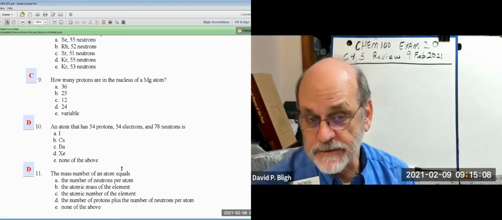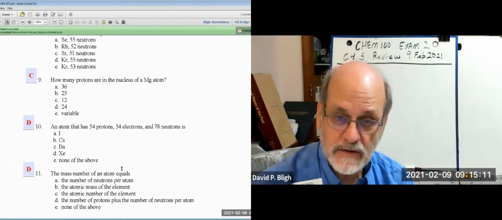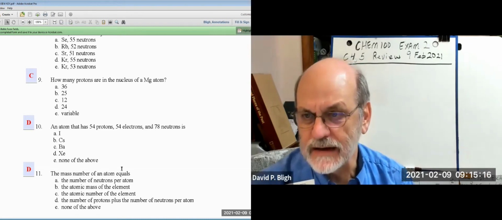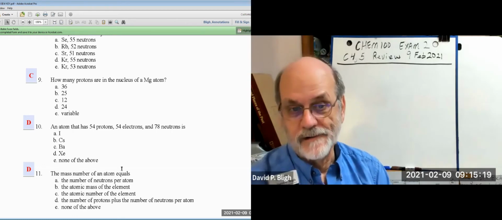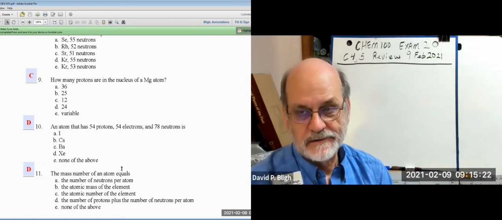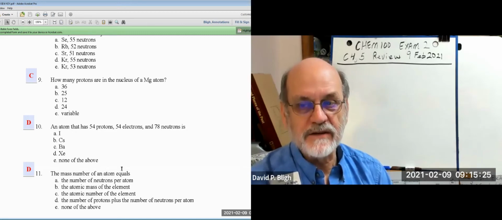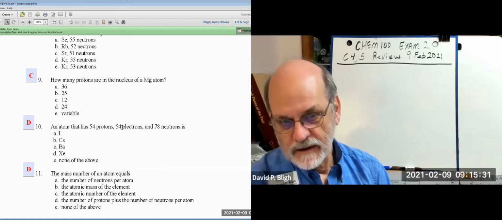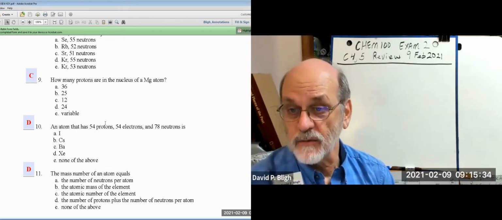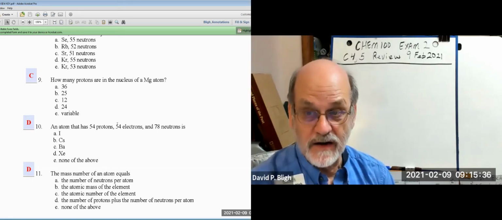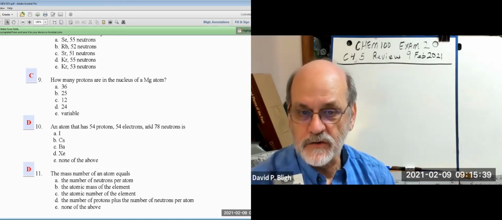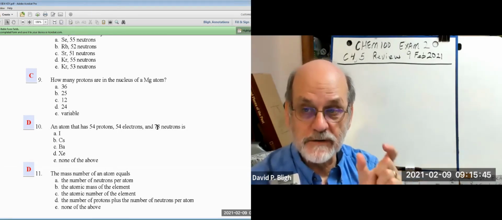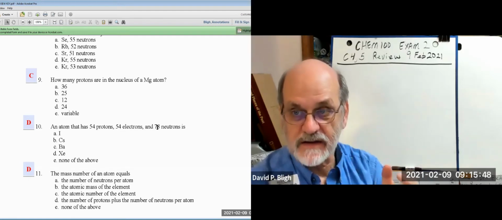An atom has 54 protons, 54 electrons, 78 neutrons. What's the element? Which one of those do you need, really, to tell you what the element is? You only need the protons. Different number of protons means a different element. The rest are variable, right? If the number of electrons is different from the number of protons, what do you have? You have an ion. If the number of neutrons is different for two of the same element, that's an isotope.